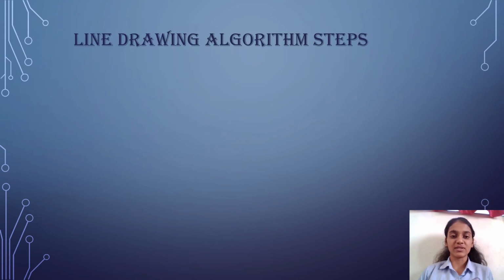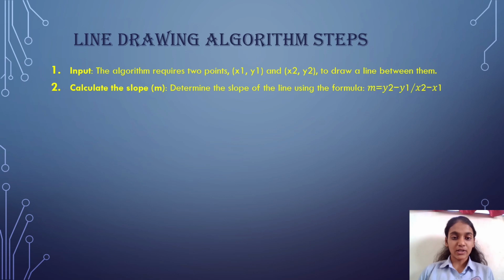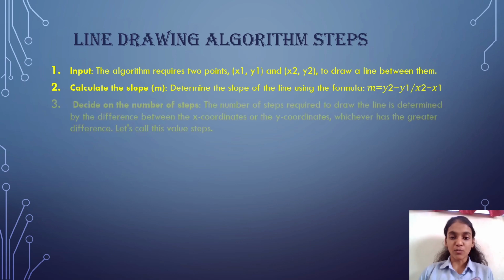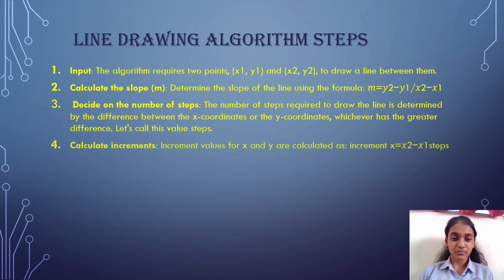Line drawing algorithm steps. Input. The algorithm requires 2 points x1, y1 and x2, y2 to draw a line between them. Calculate the slope m. Determine the slope of the line using the formula m is equal to y2 minus y1 divided by x2 minus x1. Decide on the number of steps. The number of steps required to draw the line is determined by the difference between the x coordinates or the y coordinates, whichever has the greater difference. Let's call this value steps.